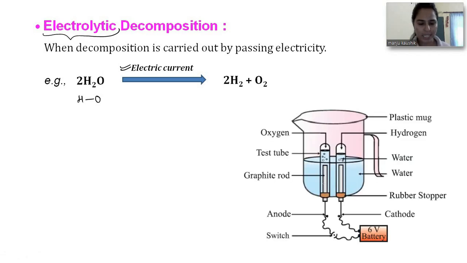As you can see in this picture, we have taken a beaker with water in it. We have taken graphite rods and connected them to a 6-volt battery. This is our anode end and this is our cathode end. Anode is the positive end and cathode is the negative end. In electrolysis, the anode is positive and the cathode is negative.